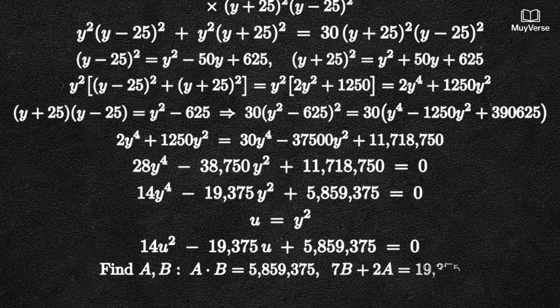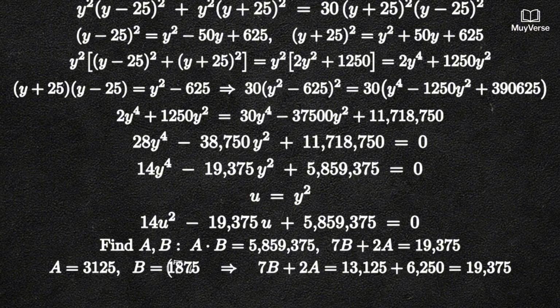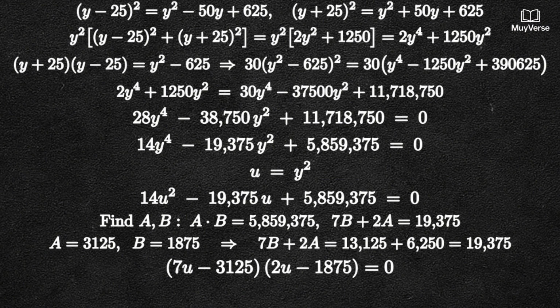We seek integers a and b such that a times b equals 5,859,375, and 7 times b plus 2 times a equals 19,375. Using prime powers of 5, we find a equals 3,125 and b equals 1,875. Indeed, 7 times b plus 2 times a equals 13,125 plus 6,250 equals 19,375. Therefore, the factorization is (7u−3,125)(2u−1,875) equals 0.